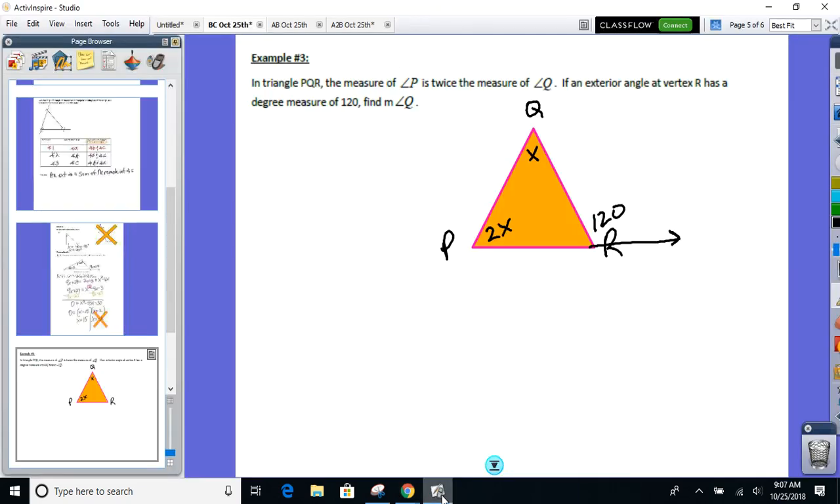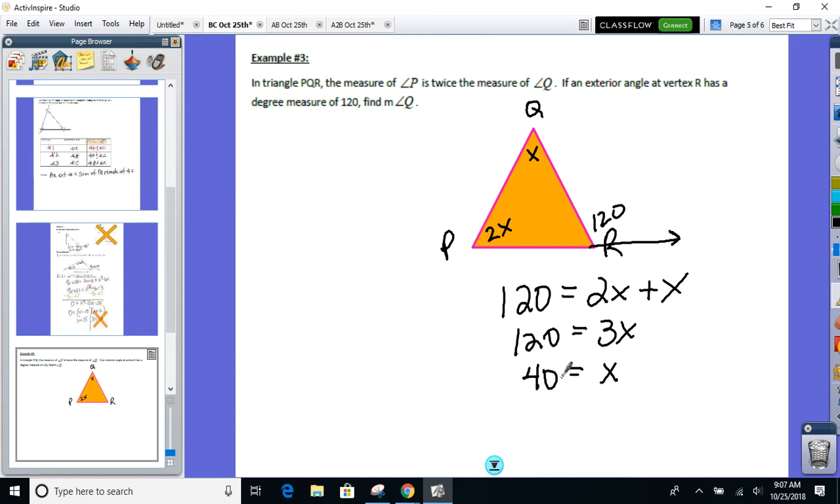120 is on the outside. What type of angle is that for this triangle? That's an exterior angle. We just learned a theorem. What's any exterior angle in a triangle equal to? Which in this case would be what angles? So 2x plus x. Yep. 3x equals 120. X equals 40. And then go back. What did I need to find? Q, which I called x, so it's 40 degrees.